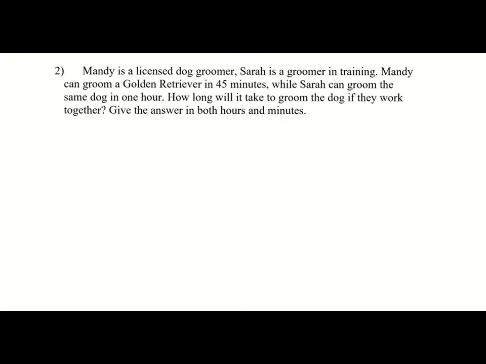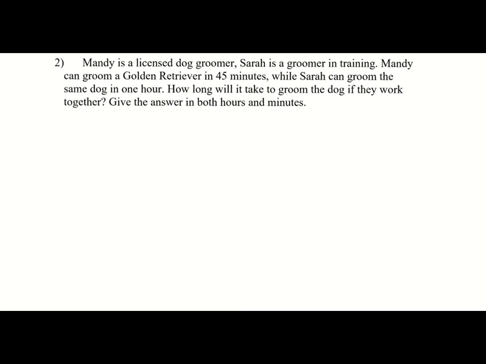All right, so we have another work problem here, and this time Mandy is a licensed dog groomer, and Sarah is a dog groomer in training. Mandy can groom a golden retriever in 45 minutes, while Sarah can groom the same dog in 1 hour. How long will it take if they work together? So here, we're looking at the amount of time per hour. So Mandy can groom a dog, and we want to write it in terms of hours.